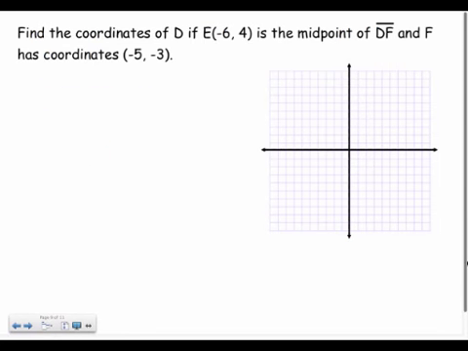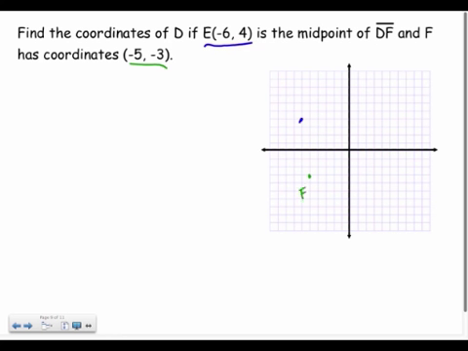All right, well, what if we're given the midpoint and we're trying to find one of the endpoints? In this example, find the coordinates of D if E is at negative 6, 4, and that is the midpoint of DF, and F has the coordinates negative 5, negative 3. Let's just look at it here for a sec. So E is my midpoint now, and that's at negative 6, 4. And then we have F being one of the endpoints at negative 5, negative 3.